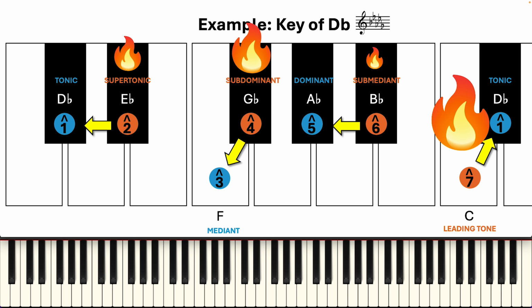I talked that some are more stable than others from the 3 stable ones, but also from the unstable ones, you have some more unstable than others. The leading tone is by far the most unstable, followed by the subdominant, followed by the supertonic, and followed by the submediant. See, it's a soft resolution here.